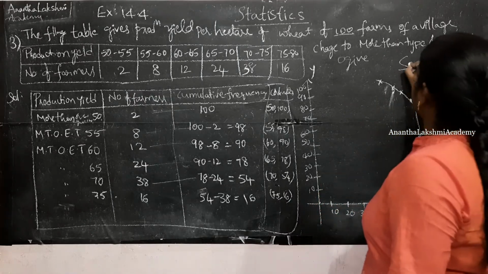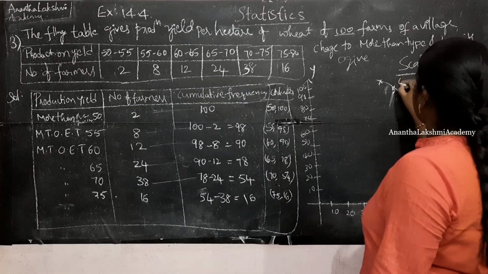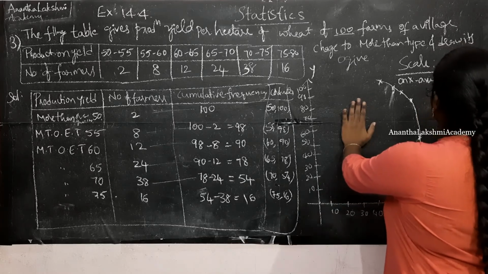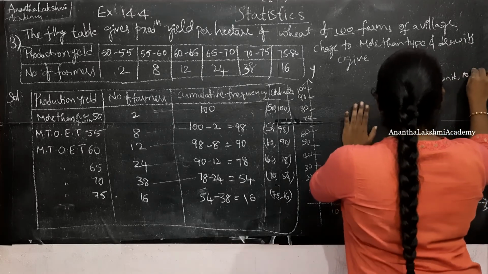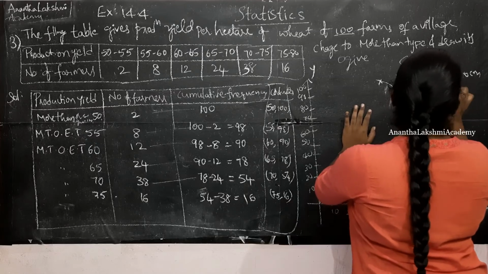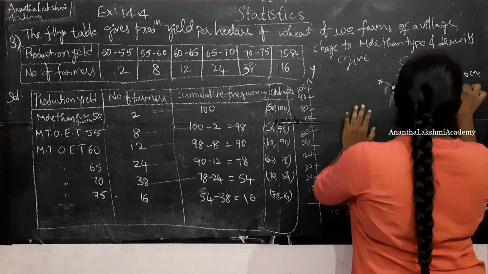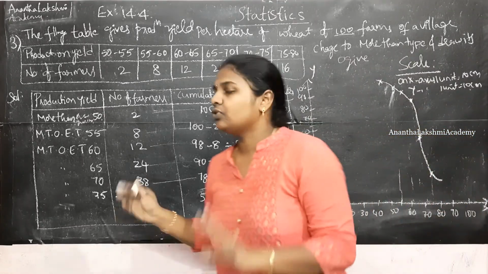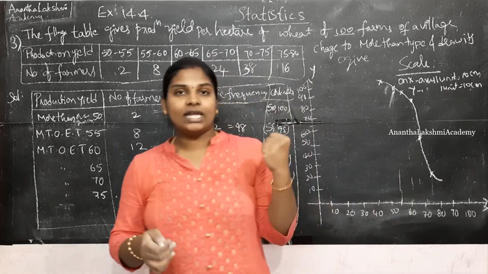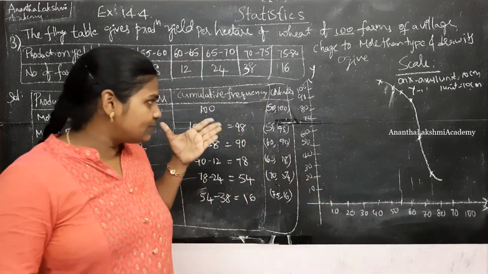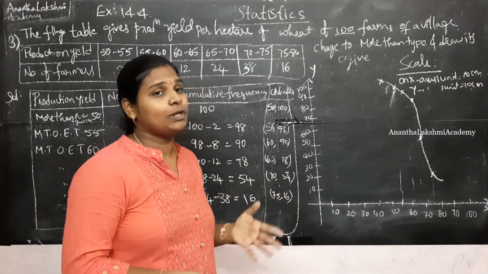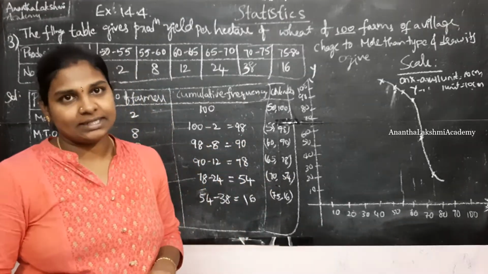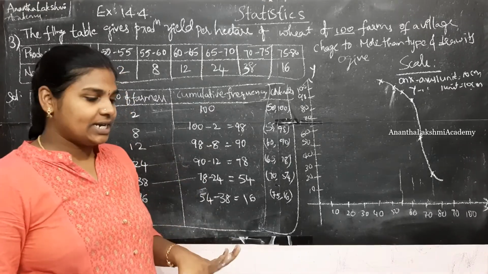And for graphs, scale is mandatory. Please make a note of the scale. On the x-axis, 1 unit is equal to 10 centimeters. On the y-axis, 1 unit is equal to 10 centimeters. All right. So this is how you need to solve the problems for more than type, more than ogive. Keeping this particular problem in mind, I have explained the more than type in detail in statistics part 3. All right. So that is about this video.